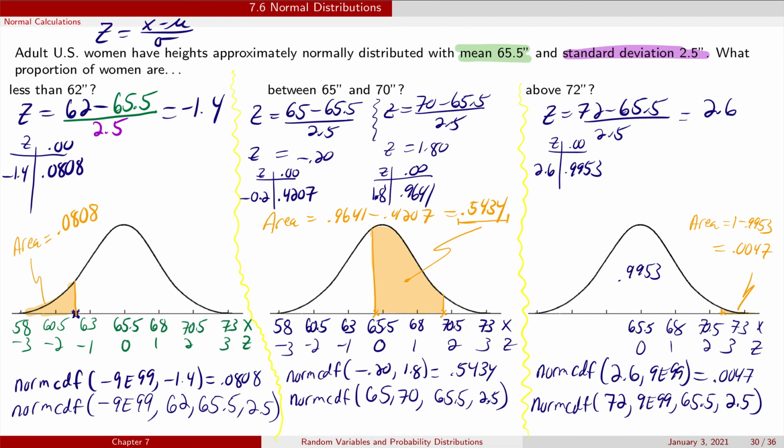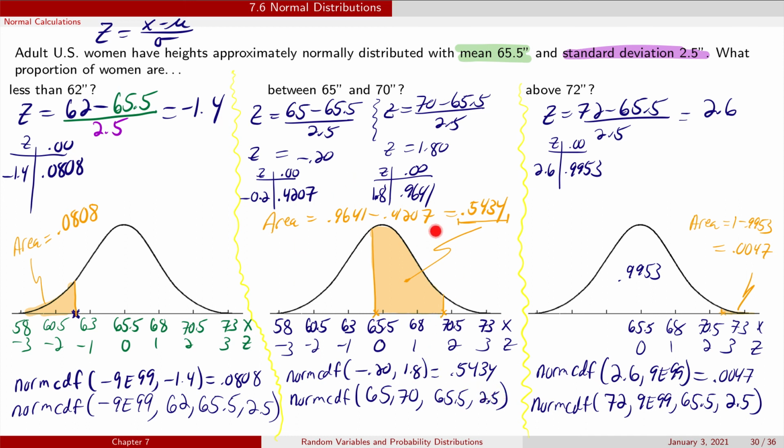So the last two examples are pretty much the same thing. I'm going to just go through them quickly and you can copy them down. Between 65 and 70 inches is going to be two z-scores. I'm looking for the area between this z-score and this z-score. So I go to my table twice. This is a percentile. This is a percentile. To get the area between those two, take the larger percentile and subtract the smaller percentile. 0.9641 minus 0.4207 is 0.5434. And you can check with the two commands from negative 0.2 to 1.8 in z-scores, or from 65 to 70 on a bell curve centered around 65.5 and standard deviation of 2.5.